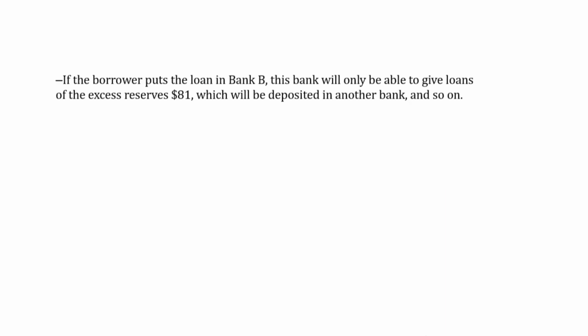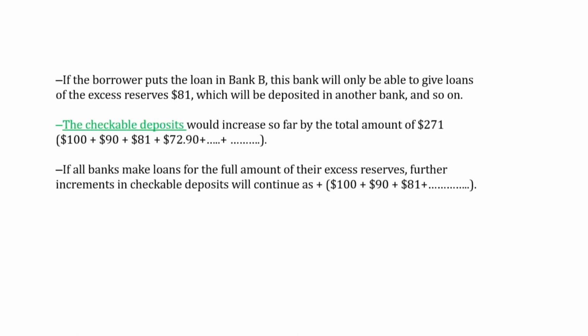Now let us assume that the person who got this money, $81 as the loan, buys some goods and services, may buy some capital goods or durable goods, and then this money goes to another individual, and that individual deposits this money with another bank, for example Bank C. If the borrower puts the loan in Bank B, this bank will only be able to give a loan in excess of 81, which we already discussed.